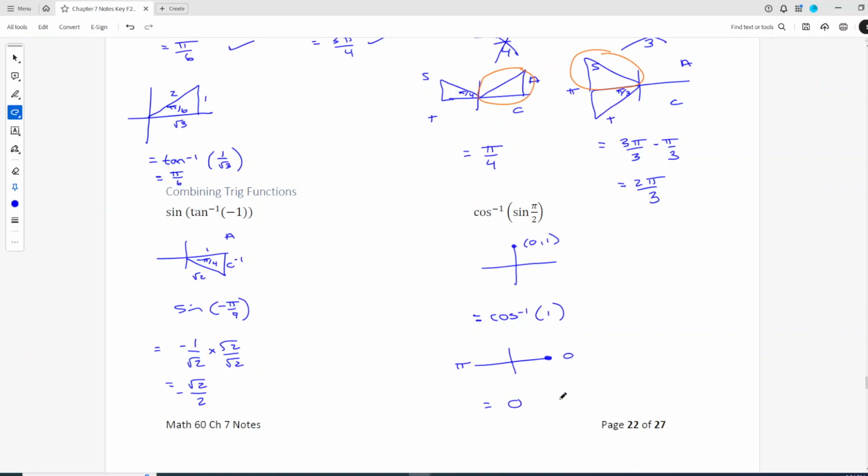You could be in radians or degrees, but you could go inverse cos of the sine. If you're in radians, put pi by 2. If you're in degrees, put 90, and it should give you 0 as an answer.